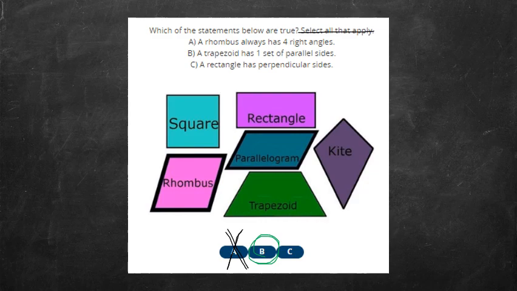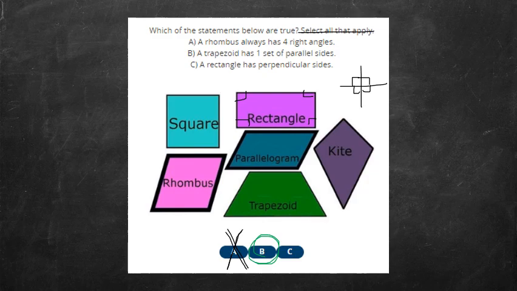All right, let's look at answer choice C because remember, we have to select all that apply. So we need to look at all of our answer choices. C says a rectangle has perpendicular sides. Remember, perpendicular lines form an intersection that makes 4 right angles. Let's look at the angles in our rectangle. A rectangle has 4 right angles, so that means all of the lines are perpendicular.